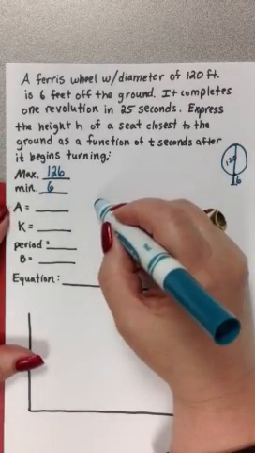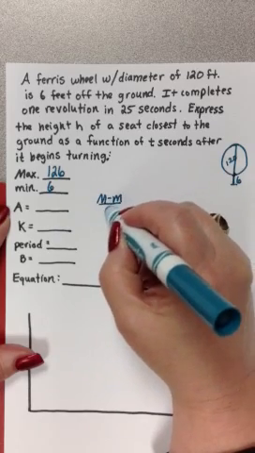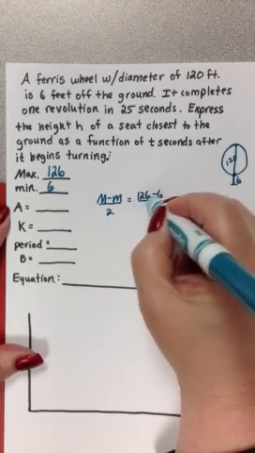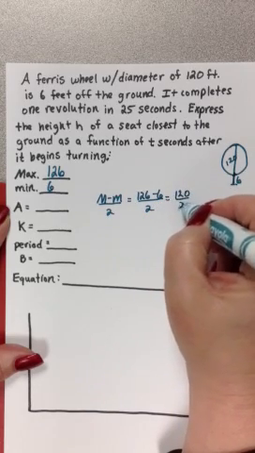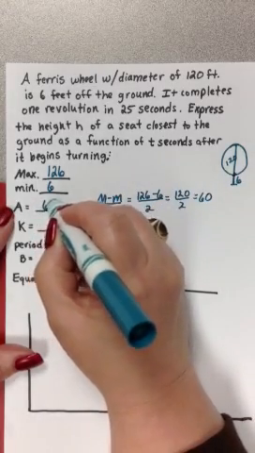Remember, A for amplitude is max minus min divided by 2, which would be 126 minus 6 divided by 2, or 120 divided by 2, which is 60. So A will be 60.